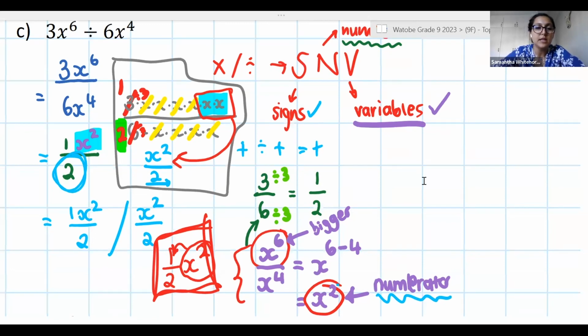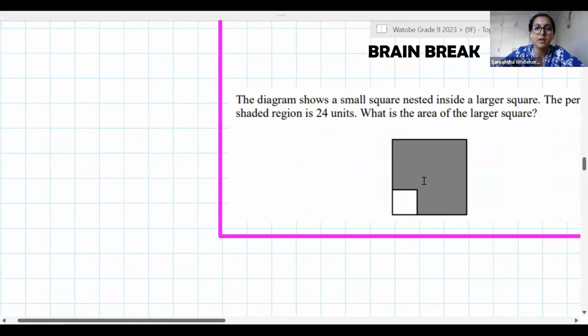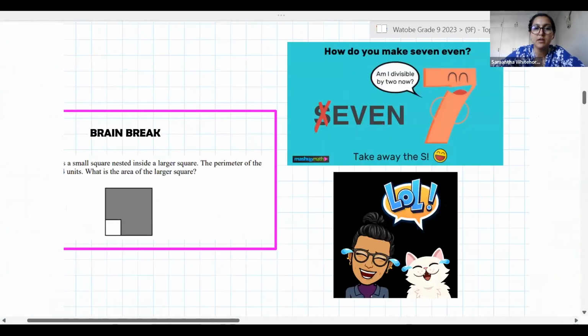Okay, so let's take a little break because I feel like it's been a lot of information. Whoopsie daisies. Here's your brain break for the day.